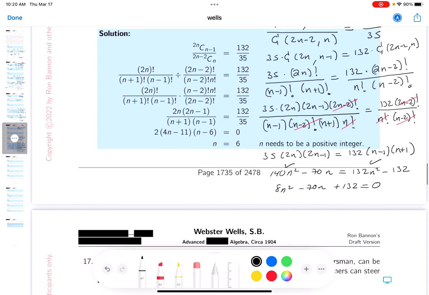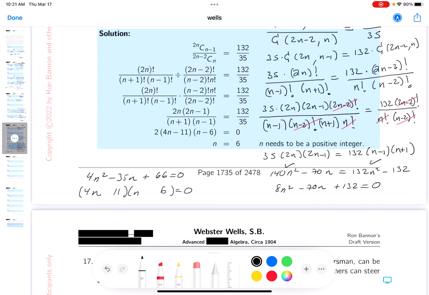And clearly, when I say integer numbers, 0, 1, 2, 3, and so on, I'm going to divide both sides by 2, just to make it easier on me. So what do you get? You're going to get 4n squared minus 35n plus 66 equals 0. And now I'm going to give this a shot. And I think I can handle it. 4n and n, 6 and 11.